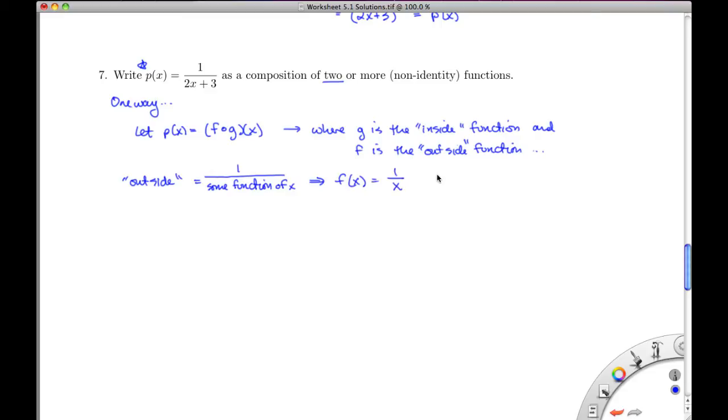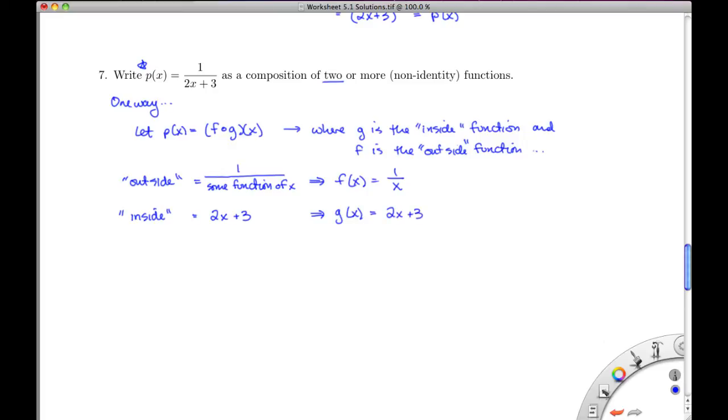So let's move a little bit further inside. If we're only going to have two functions in this composition, then we need to figure out what this sum function of x we're talking about is. Well, what we're doing is taking 1 and dividing it by 2x plus 3. So we make that our 2x plus 3. So g of x would be equal to 2x plus 3.